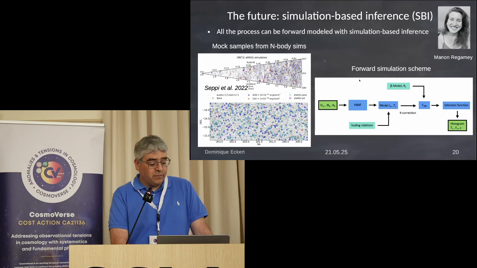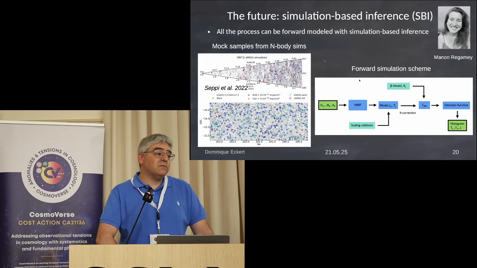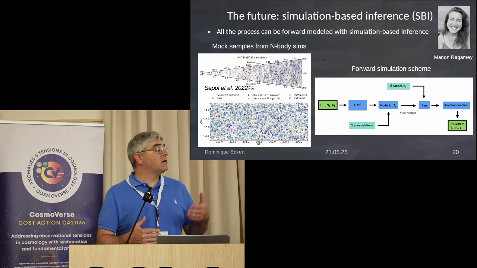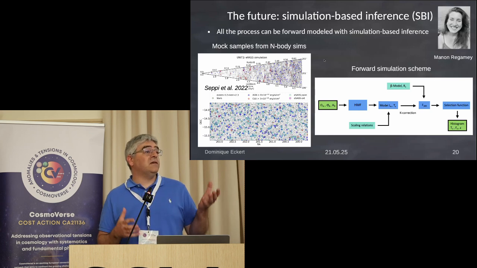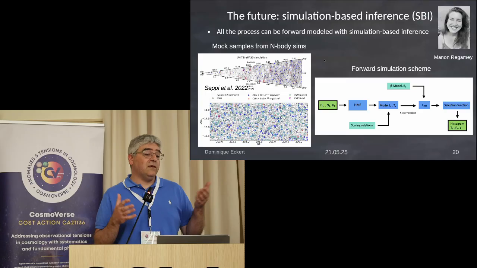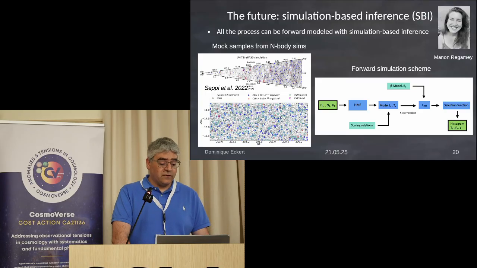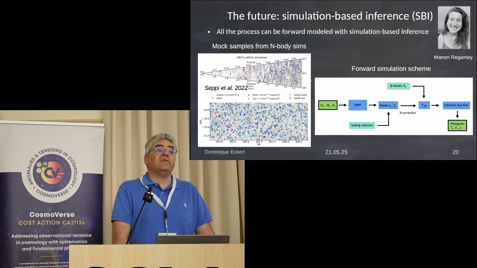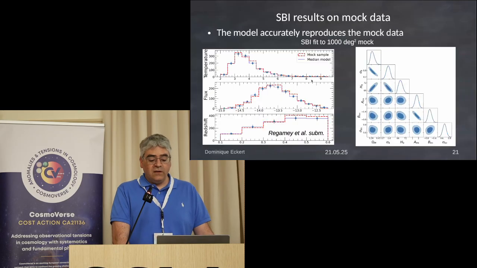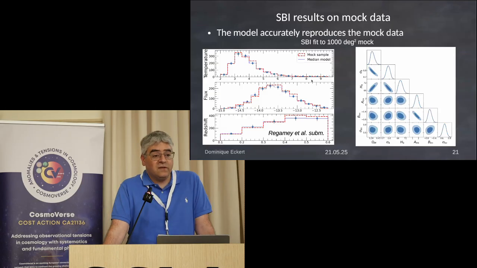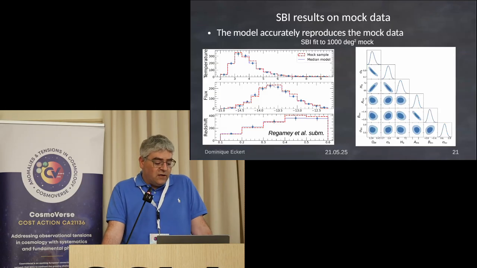And what we've done in this paper is to see how this method can reconstruct the real clusters that we would find in a mock extracted from n-body simulations. So we start from this light cone from n-body simulation, and then we extract a mock sample from the simulation in the same way as what we would do with the real data, and then we fit this SBI model. So here is what it looks like.